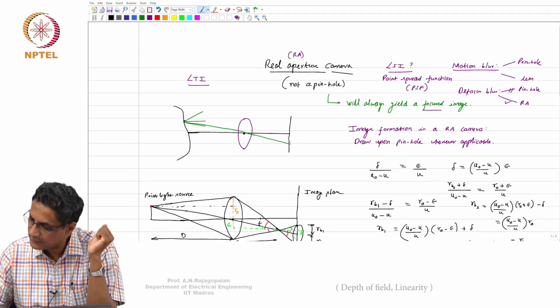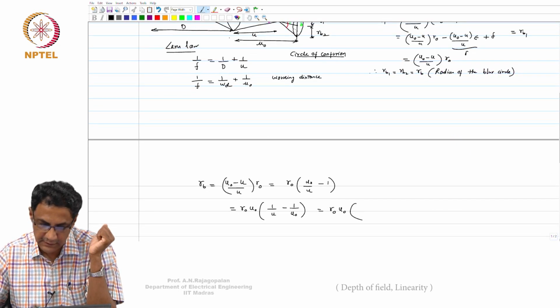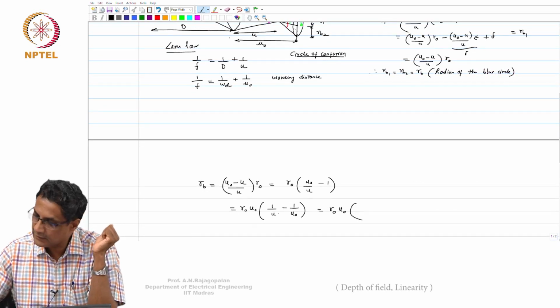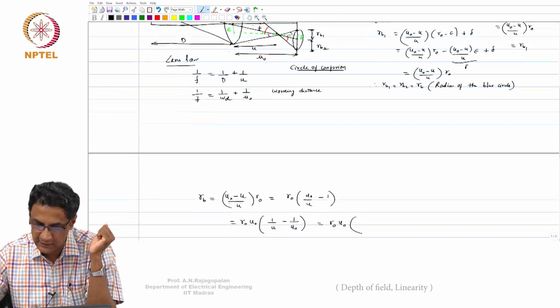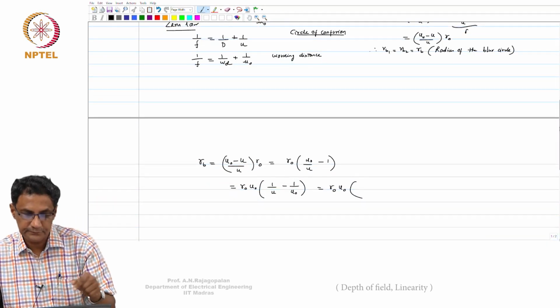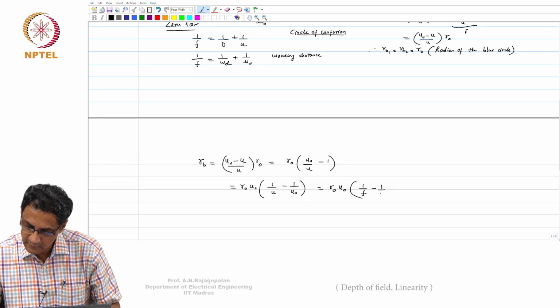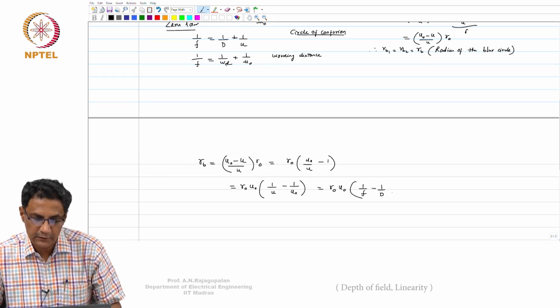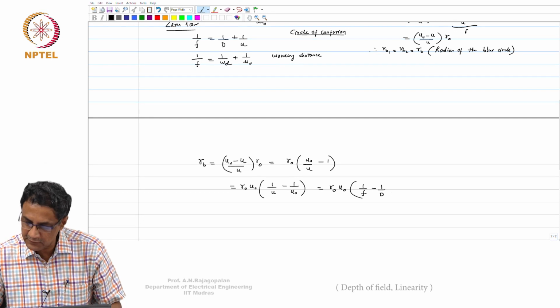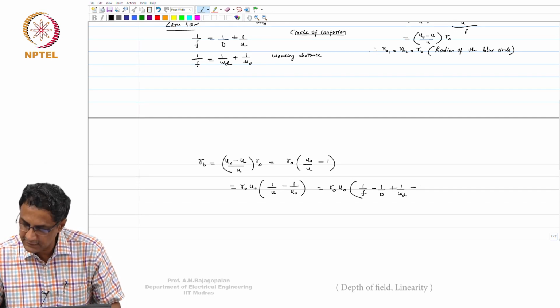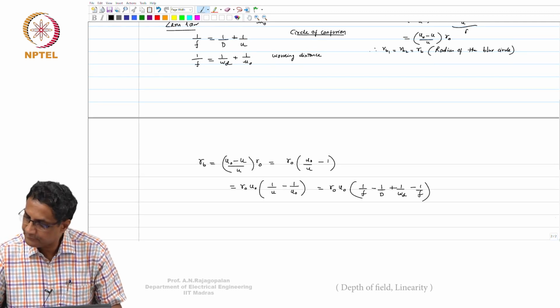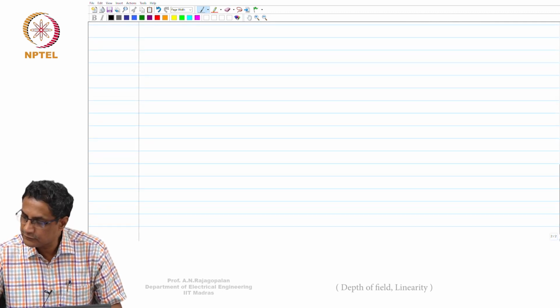I had written here something. If you go back here, I had written this. So we can actually use that. So by the Lens law, if you look at 1 by U, that is 1 by F minus 1 by D. Minus 1 by U naught is plus 1 by omega D minus 1 by F.